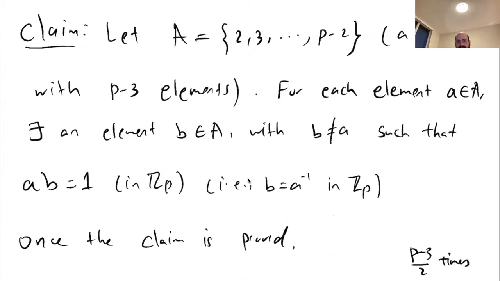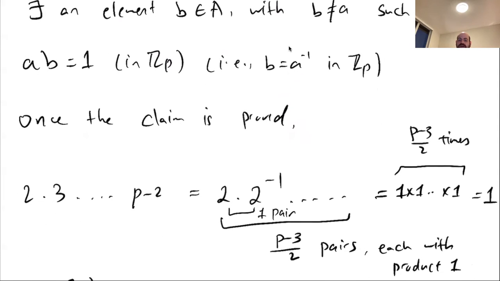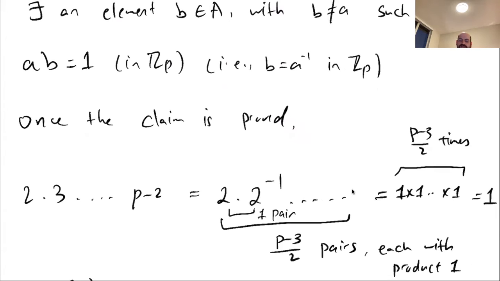Similarly, if I prove the claim, that means 3 also has an inverse among these numbers, which is not 3 itself. And I called it 3 inverse, and so on. So when I multiply these numbers, each of these numbers is paired up with one other element in this set A. And therefore, I will have (P minus 3) over 2 pairs. The product of each pair is 1. I'll get a bunch of 1s multiplied together, and the answer is 1. And that will be it.